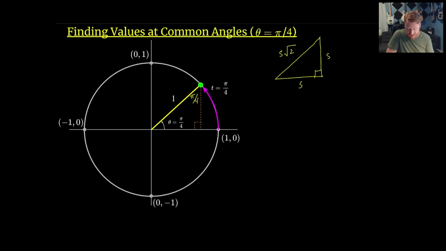What I want to do now is scale this triangle down. But I'm going to scale this triangle down by dividing all the sides by a factor of the square root of 2. So now I'm getting this smaller triangle.